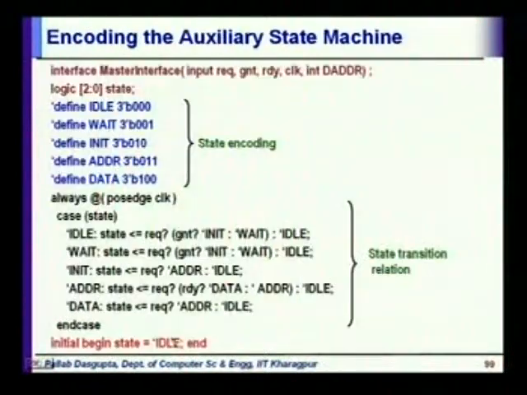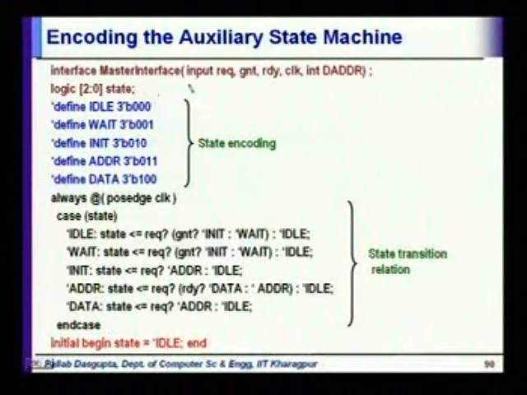Now, how do we encode the auxiliary state machine? We can encode the auxiliary state machine inside the interface quite easily like this. Now see, this is the state encoding. We have idle, wait, init, ADDR, data, and we just encode them with these states. So 3'b000 means 000 is the idle state, right. 001 is wait, 010 is init, 011 is ADDR, and 100 is data, right. So these are just tick defines like macros, all right.